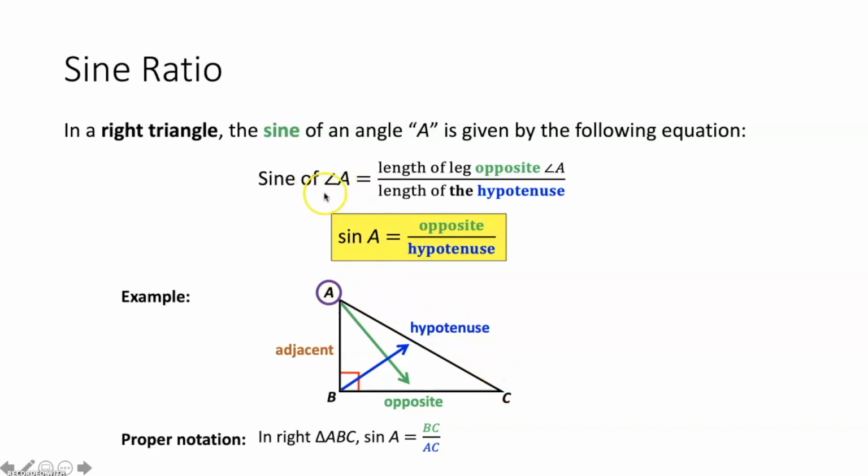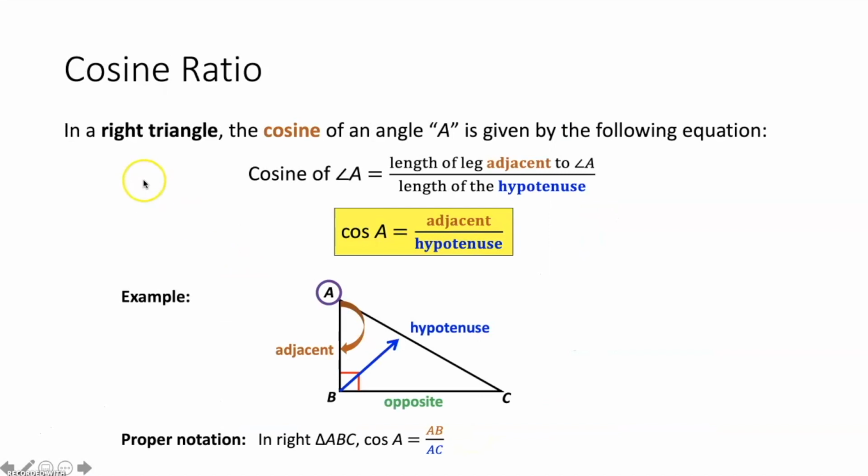So the sine ratio for angle A in this example down here would be the length of the leg opposite angle A, which would be the measure of segment BC, over the length of the hypotenuse, which would be segment AC, the side that's opposite our 90-degree angle. That's how you create your sine ratio, opposite over hypotenuse. Now, the cosine ratio says in a right triangle, the cosine of an angle A is given by the following equation. Cosine of angle A is equal to the length of the leg adjacent to angle A over the length of the hypotenuse, or shortened, cosine of A is equal to adjacent over hypotenuse.